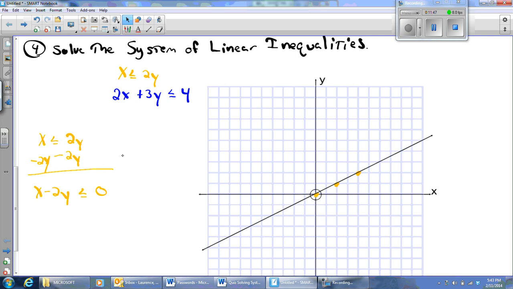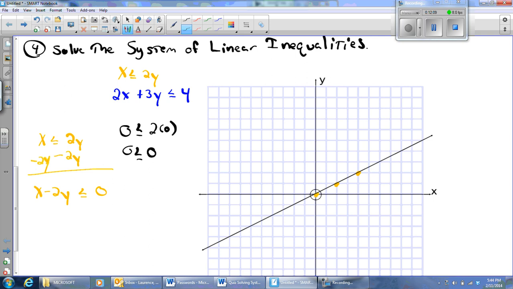All right, so now I have to decide which side of the line to shade. Well, I'm going to plug in the origin. All right, sorry about that. I got interrupted by my son temporarily. So I'm going to put 0 is less than or equal to 2 times 0, which simplifies to 0 is less than or equal to 0.